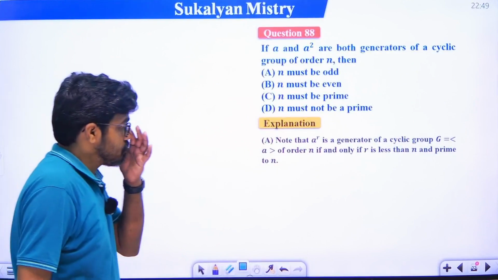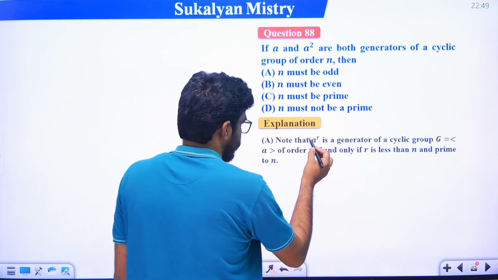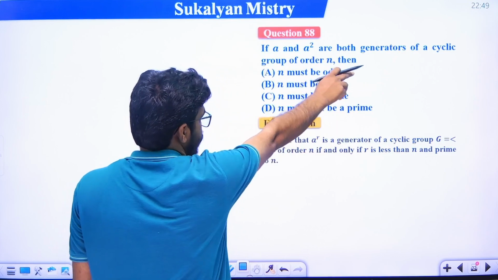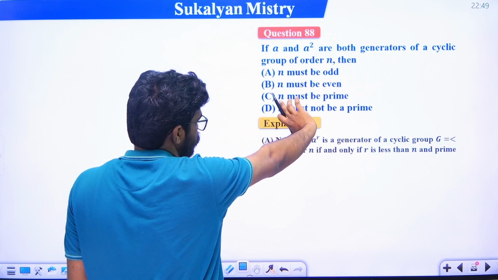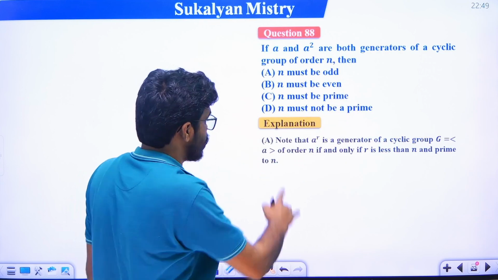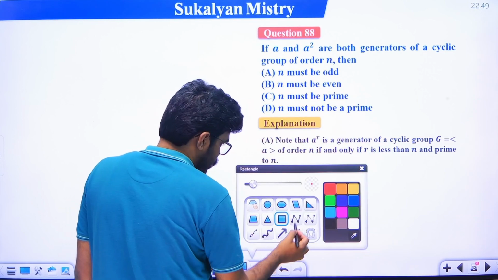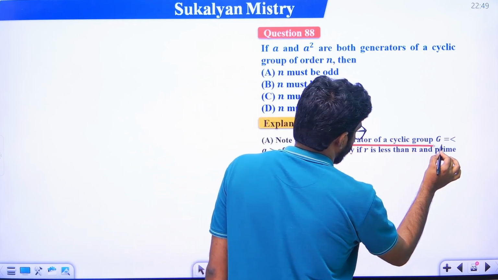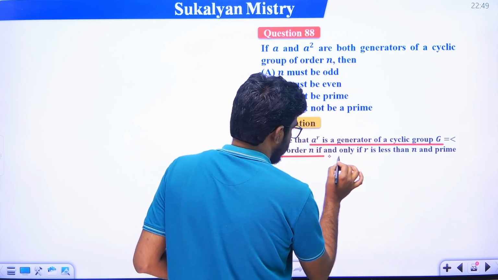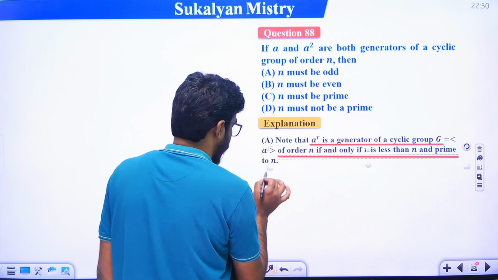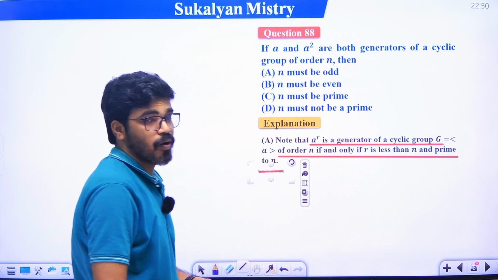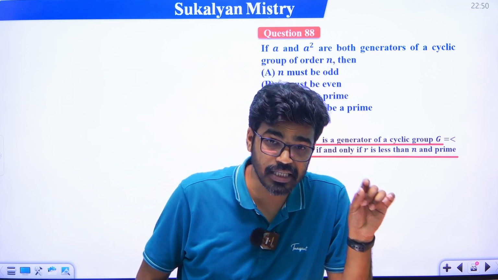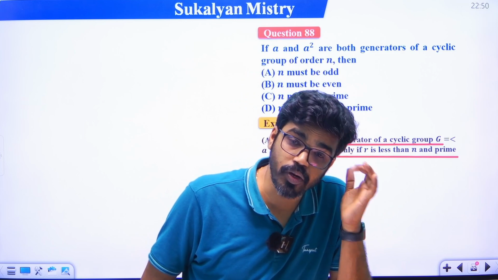It is a result: if A and A square are both generators of a cyclic group of order n, then n must be odd, n must be even, n must be prime, or n must not be a prime? Just see, it is a very, very important result. A to the power r is a generator of the cyclic group G of order n if r is less than n and prime to n.